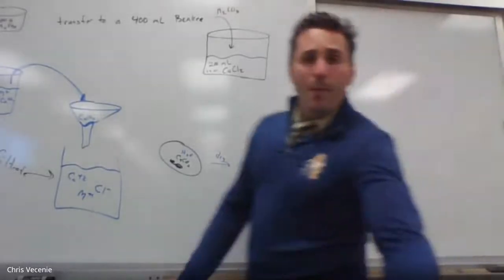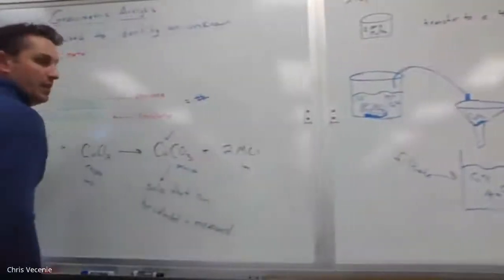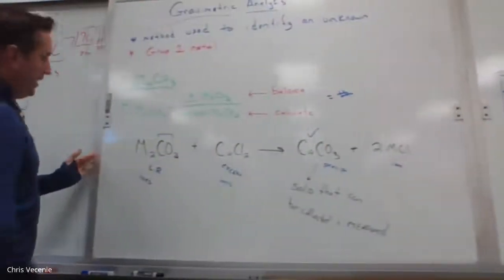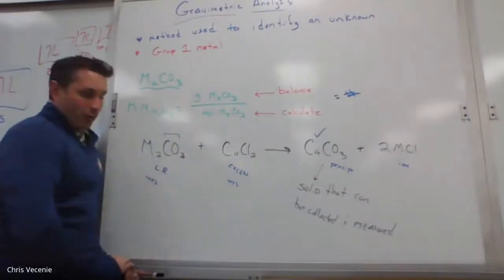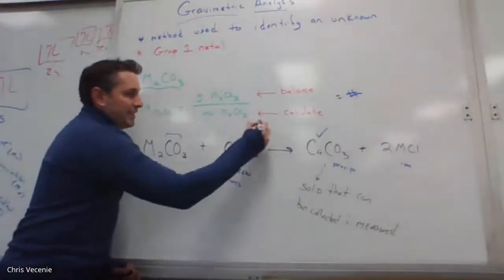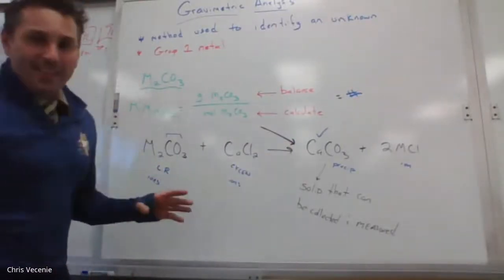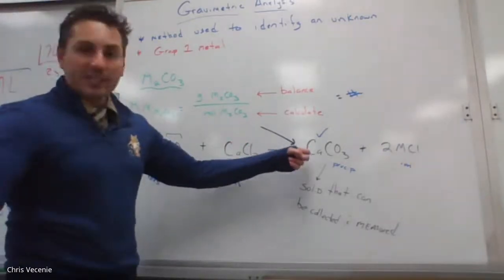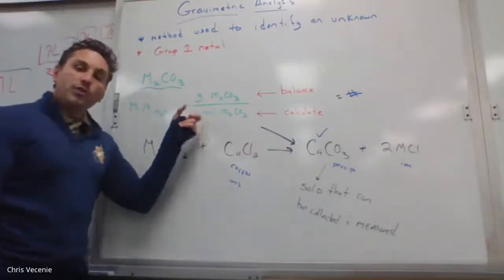All right, so if we go back to what we had up here originally, the whole goal is to get the grams of the metal carbonate and the moles of the metal carbonate. The moles of the metal carbonate come from this guy, the calcium carbonate. So anything that is messing with our precipitate in terms of error is going to mess with your denominator.